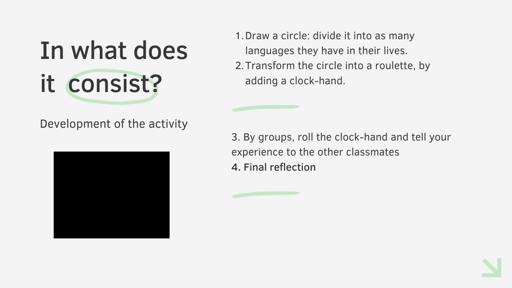In order for you to have a more specific example, we will present you our first activity, called Languages Roulette. Its main objective is to relate languages with a significant linguistic experience to promote self-recognition in their lives. The activity consists in drawing a circle, dividing it into as many languages as they have in their lives. Then they would transform it into a roulette by adding a clock hand in the middle. Then, by groups, they would roll the clock hand and tell the experience to the other classmates. To promote linguistic reflection, there would be a final discussion. What do you think about it?